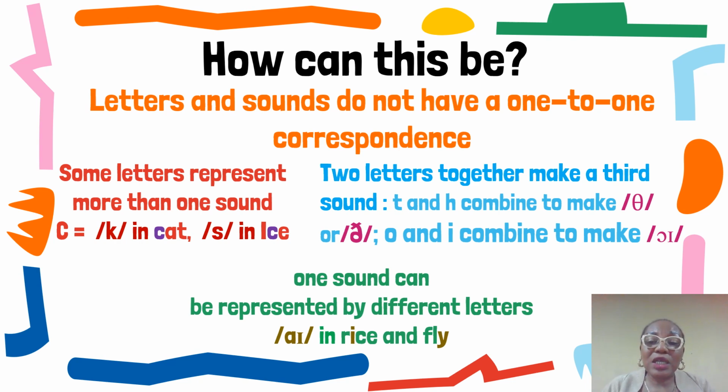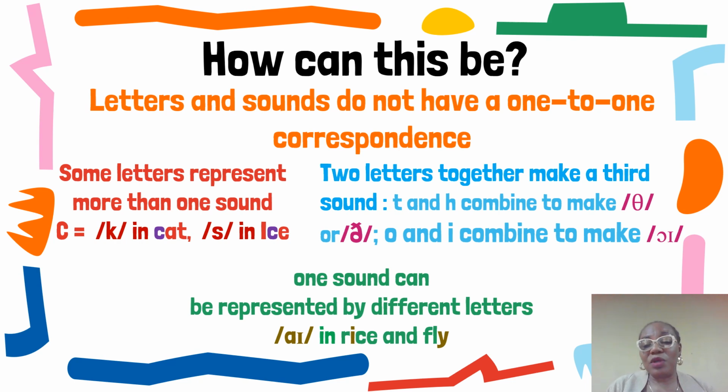But in English language, there isn't a one-to-one correspondence between letters and sounds. Some letters can represent more than one sound, like the letter C can be K as in cat, or it can be S as in ice. And then two sounds can come together to make a third sound. So the T and H can combine to make a third sound, which will be the voiceless th, or the voiced th.